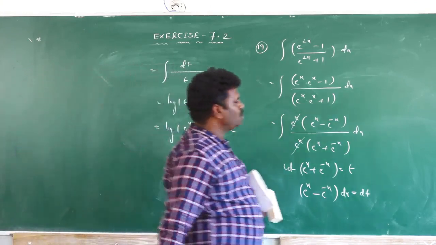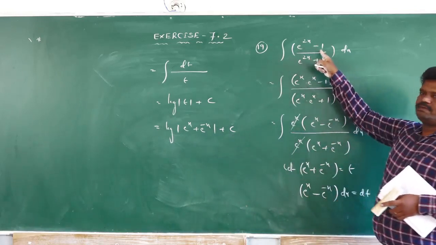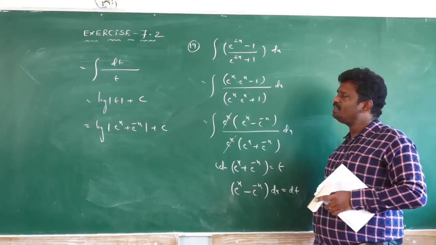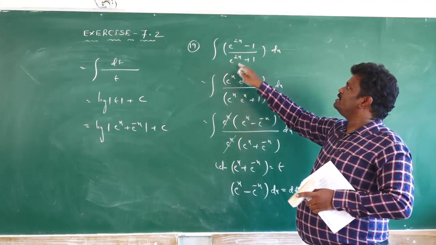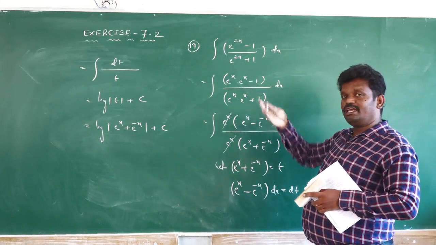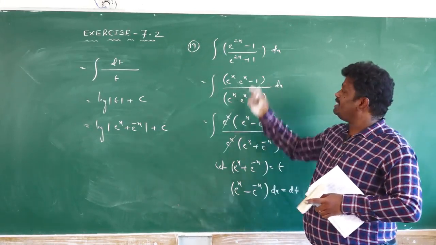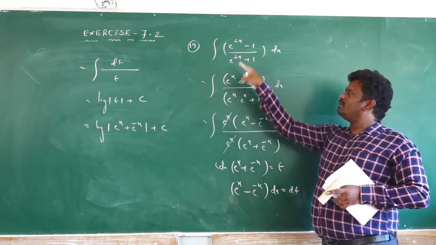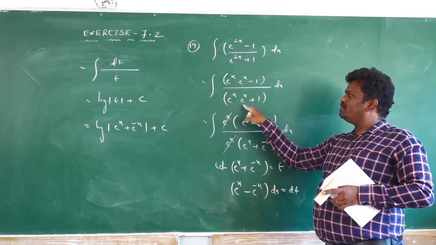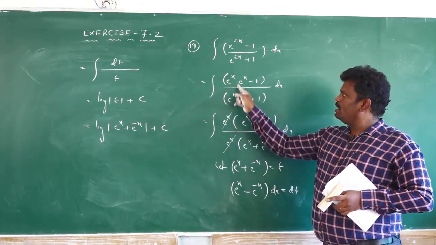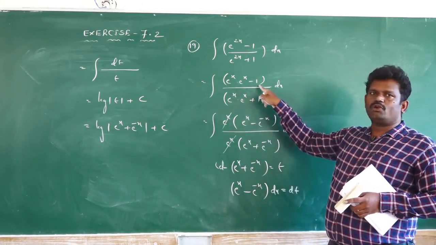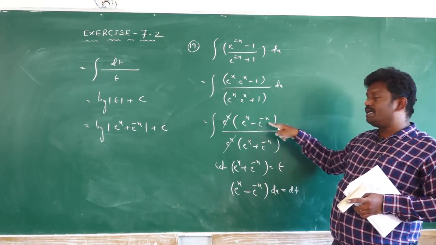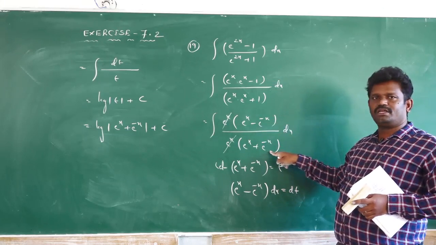So once again, here what is given? e power 2x minus 1 and e power 2x plus 1. Generally, previously, we take direct substitution, but here direct substitution is not possible. So we simplify: e power 2x is written as e power x into e power x. Then we take e power x common. Here e power x is not there, only 1, so 1 by e power x is nothing but e power minus x. Here also, 1 by e power x is nothing but e power minus x.